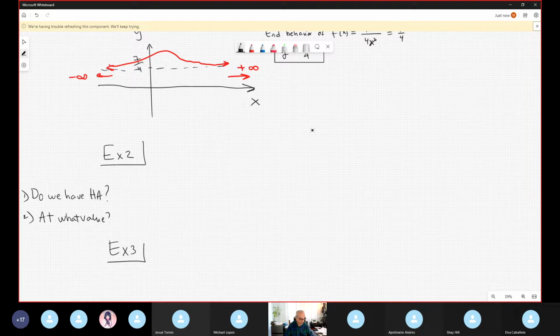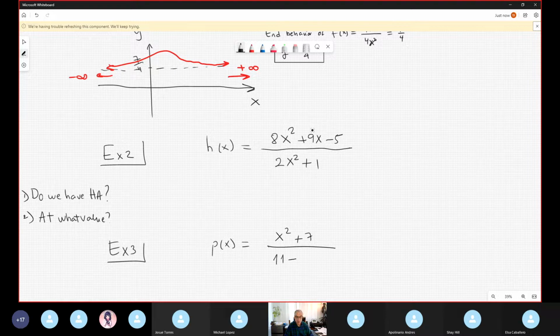Okay, my first rational function is h. h is 8x squared plus 9x minus 5, divided by 2x squared plus 1. This is my first. The second is p, and p is x squared plus 7, divided by 11 minus x squared.